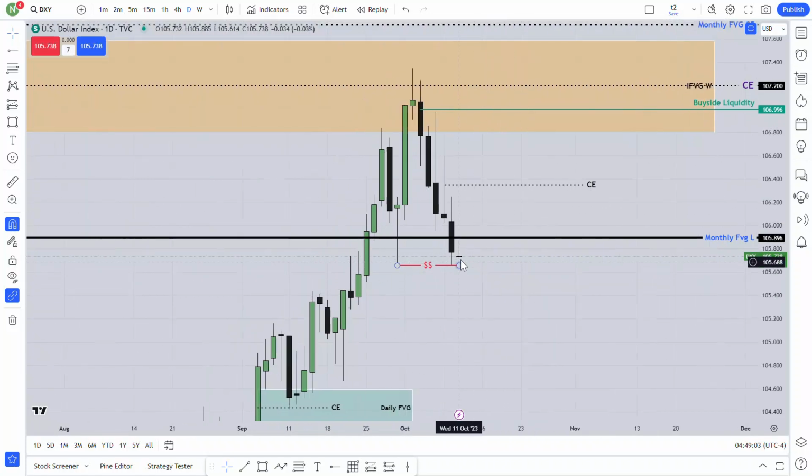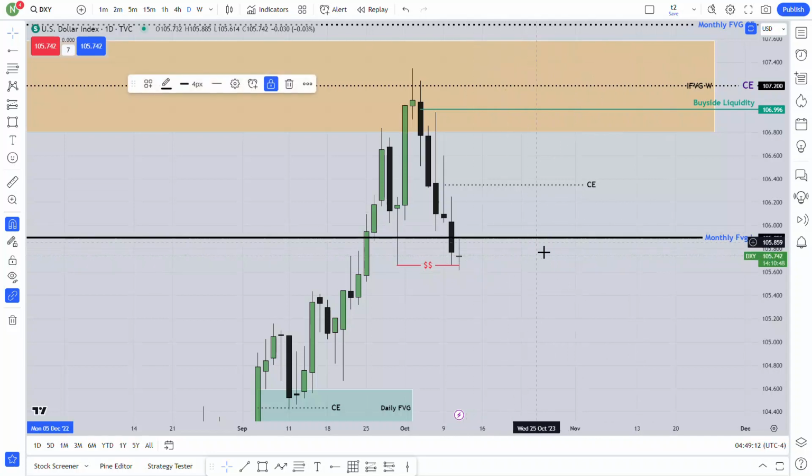Right now price is here and I'm expecting it will go higher. How do I know that it will go higher? I need it to break this monthly fair value gap low first. This is from the monthly chart and this level is very important. It's very strong. So I want to see that the market will go above this monthly fair value gap.